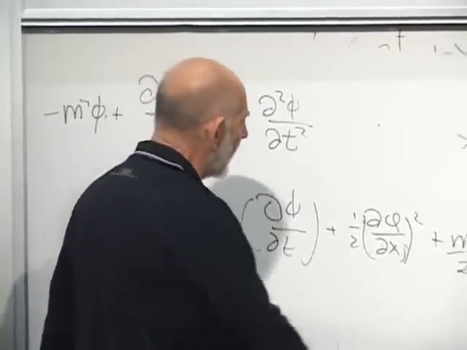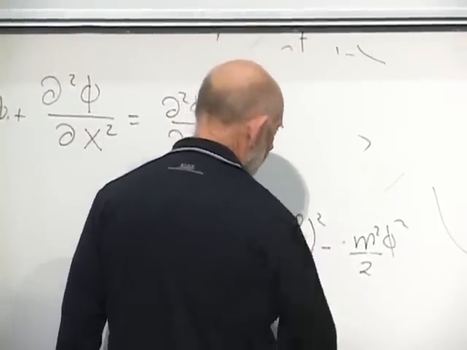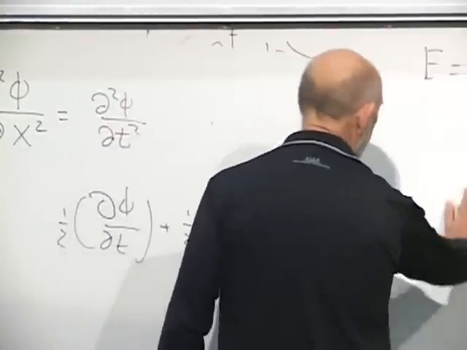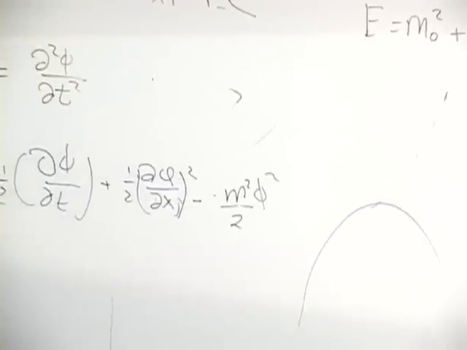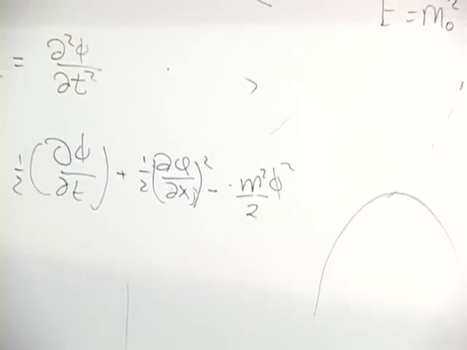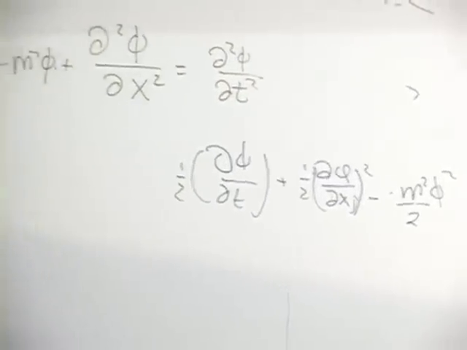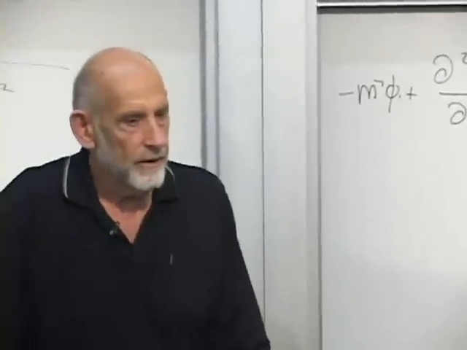What would happen if you had a negative term here, so that the potential energy of phi looked like that? You fall off the cliff. You fall off the cliff.